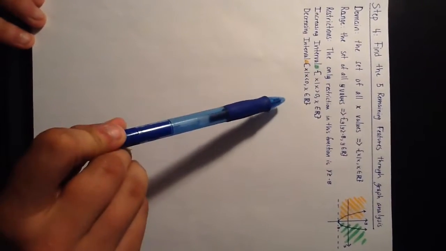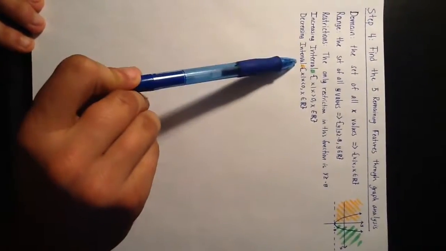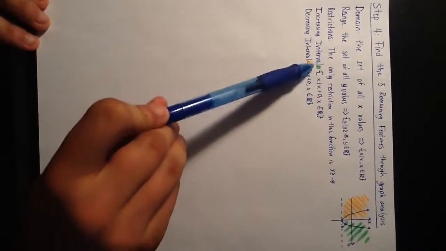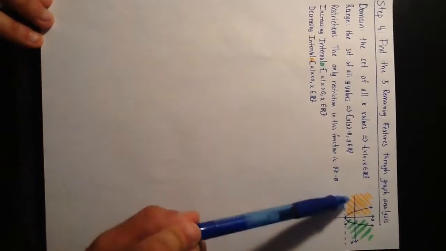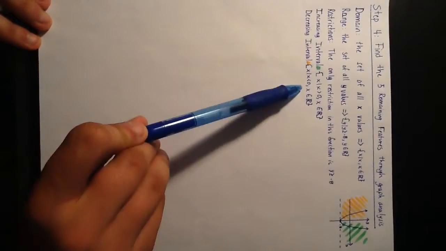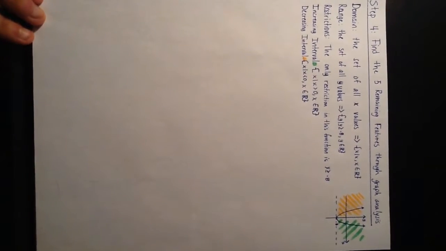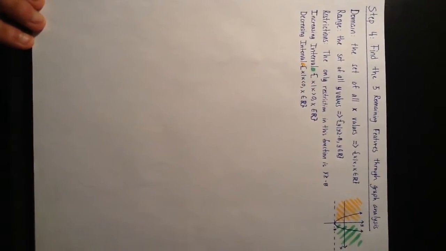The last 2 features, increasing interval and decreasing interval, can be shown with a color code. The green area is where the increasing interval is, which is x greater than 0. And the orange area demonstrates the decreasing interval, where x is less than 0. This now concludes today's lesson. I hope you enjoyed this introduction to finding the features of a function.